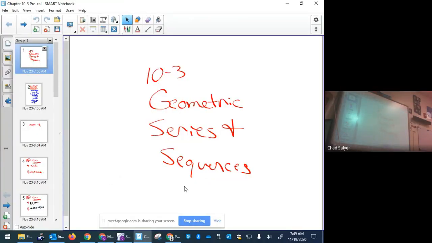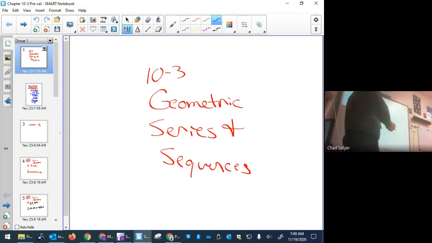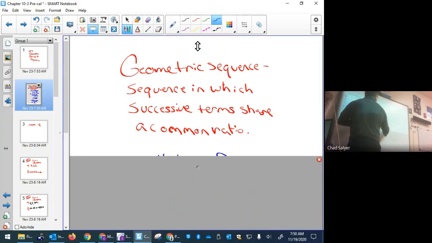Okay, so continuing our discussion of sequences and series, in this case we're focusing on geometric sequences and series. Yesterday the focus was arithmetic, in other words, ones that had a common difference between each successive term in the sequence. You're adding a certain amount, subtracting a certain amount. With geometric series and sequences, you're multiplying each successive term by a common ratio. So a sequence in which successive terms share a common ratio is the definition for a geometric sequence. So take a second and note that definition.